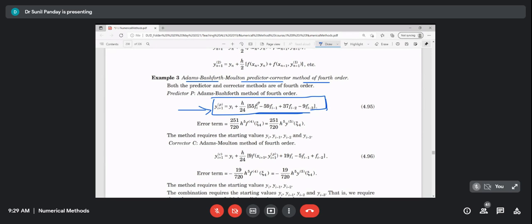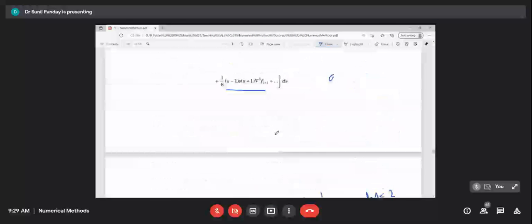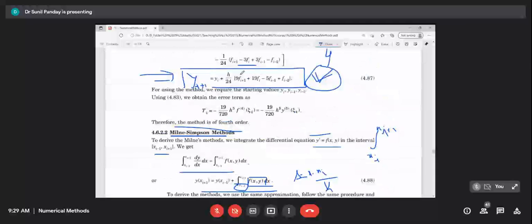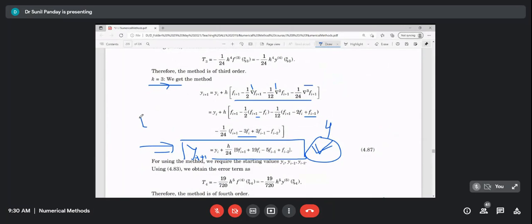And then because f of xi is required, in f of xi we use this, which is replaced by the Adams-Moulton corrector method. Other things remain the same, like f of xi, f of yi. If you see the formula, this is our Adams-Moulton corrector formula.